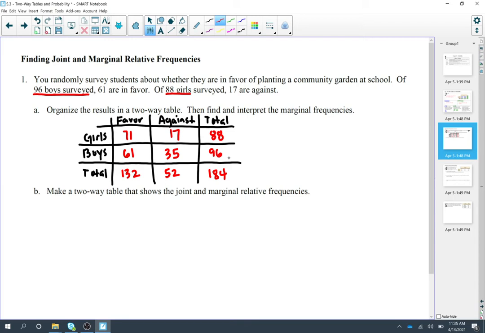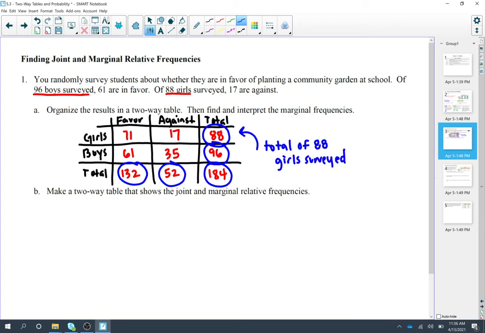Now, interpret your marginal frequencies. Your marginal frequencies are these guys right here. So we can talk about them, but I'm not going to write something for all of them. So interpreting this, there are a total of 88 girls surveyed. We could keep going. There's a total of 96 boys surveyed. There's a total of 132 students for the community garden. There's a total of 52 against the community garden, and then there's 184 total students in the survey.